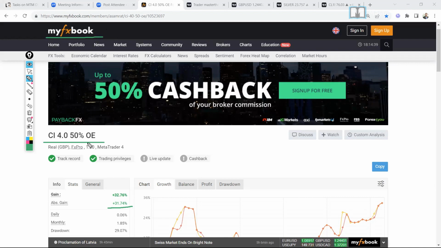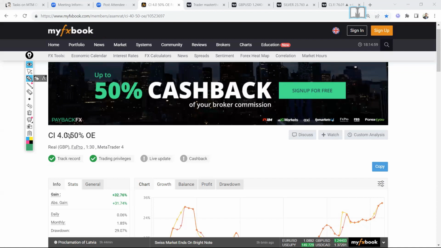And you can see that this account has been verified. The track record has been verified as well by a third party, and also trading privileges. So all that has been verified and has been traded on a real account, as you can see. All in our mission to spread the truth of trading and transparency.